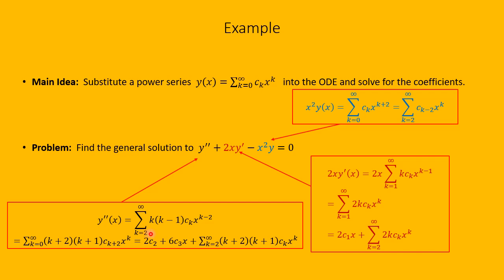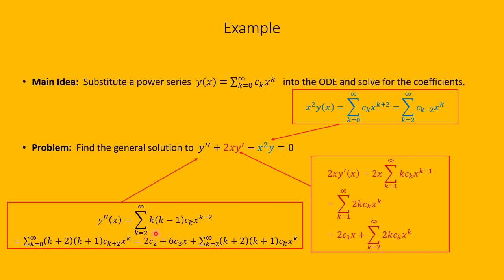Well, if k equals 0, this term will be 0 since it has a factor of k, 0 right here. If k equals 1, then this factor k minus 1 in this term is 0. And so the first, possibly non-zero term starts at k equals 2. So now let's re-index this.